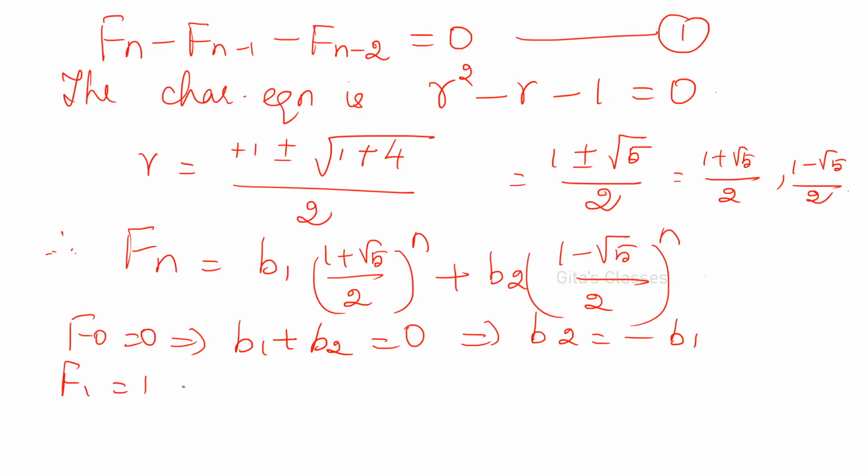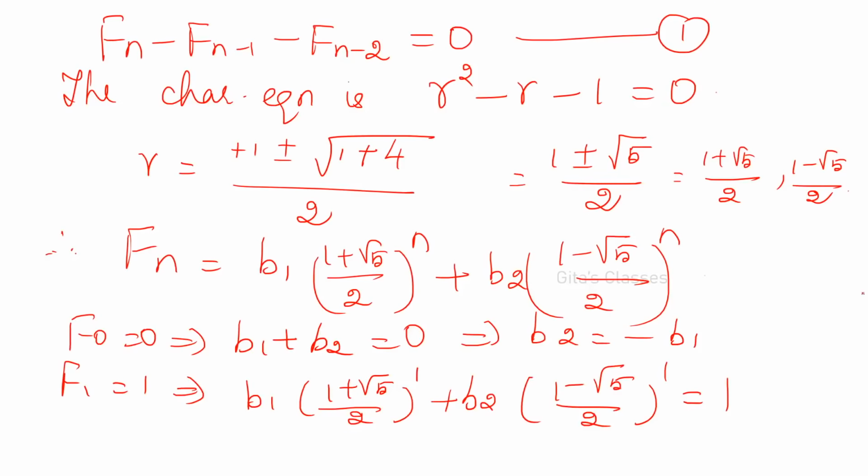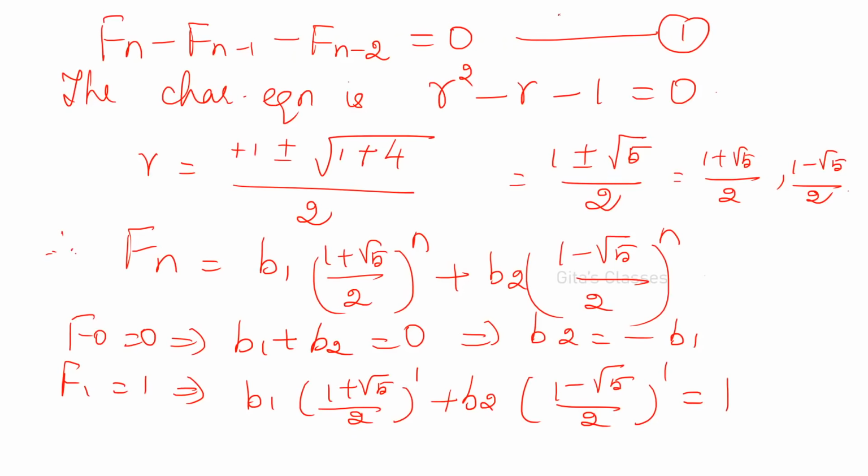Now, we know that F1 is equal to 1. That implies B1 into 1 plus root 5 by 2 the whole power 1 plus B2 into 1 minus root 5 by 2 the whole power 1 is equal to 1. Okay. Now, you simplify this. This 2 you bring it to the right hand side. Therefore, you will be getting B1 into 1 plus root 5 plus B2 into, I am going to write it as minus B1 into 1 minus root 5 is equal to 2. Because I know B2 is equal to minus B1 from the first relation.